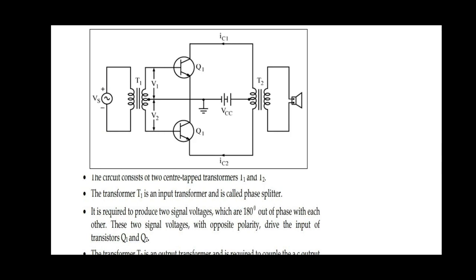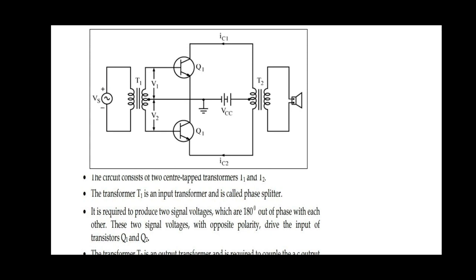The center tapped primary output transformer combines the two collector currents to form a sine wave output in the secondary, that is applied to the load. The two transistors conduct in alternate half cycles of the input signal, hence the collector currents flow in opposite directions, so that the net DC in the primary is 0.